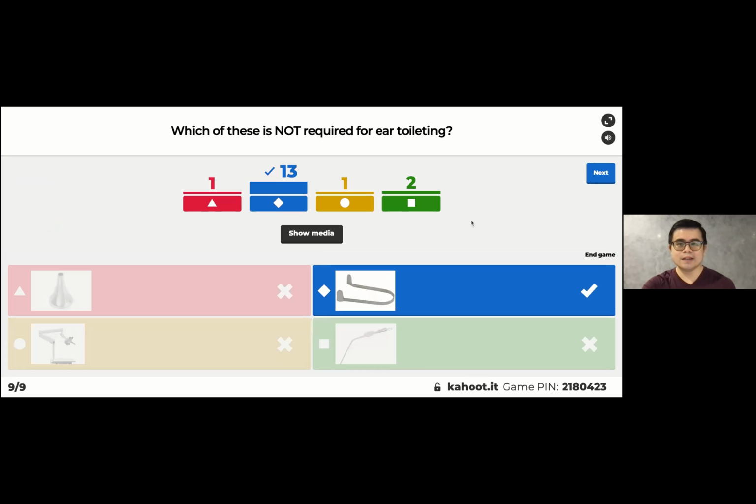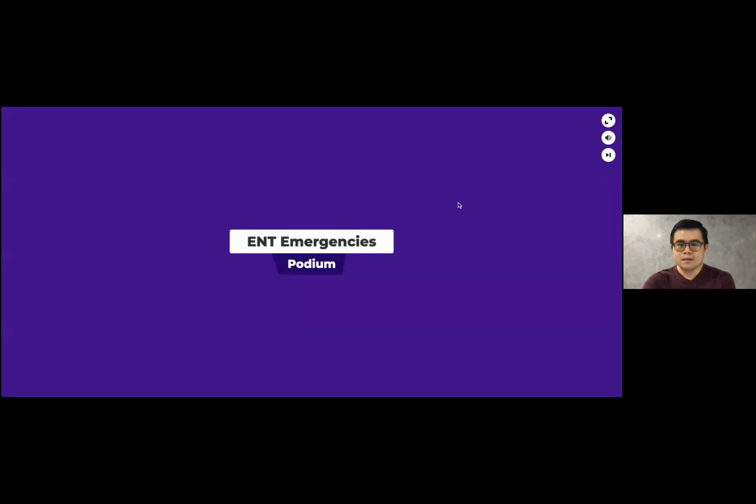So most of you got it as well. So not required for ear toileting. So this is the Thudichum speculum, which is for the nose to basically increase the size of the nostril for you to have a look inside. So this is a suction for ear toileting. This is a microscope, and this is the ear speculum to open up the ear canal so that you can see better. Okay.